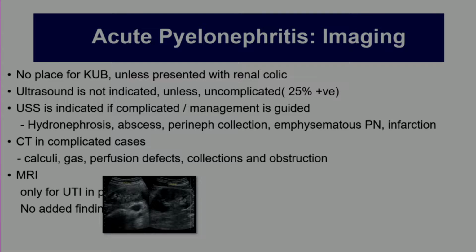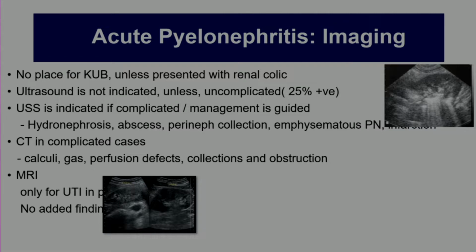So these are a few examples. You can see when you compare the normal kidney, this side is an enlarged, swollen, low echogenic kidney with altered echo pattern. But mind you, this is very, very non-specific.